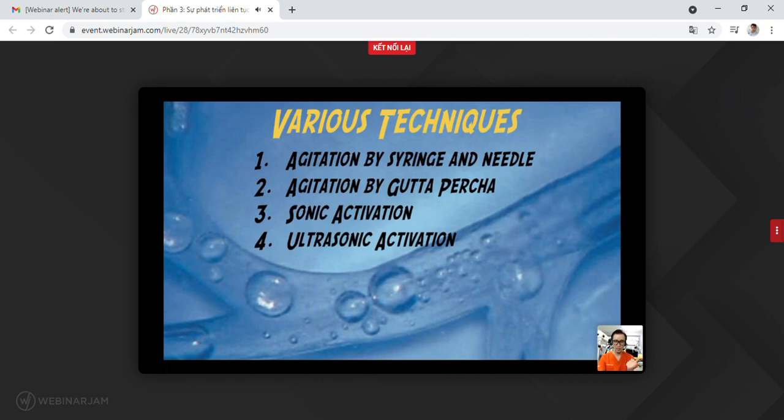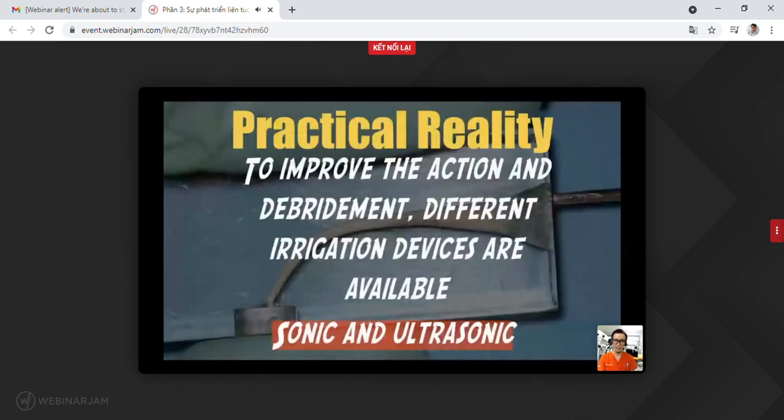There are various techniques. We have agitation by syringe and needles. We have agitation by gutta percha. We have sonic activation and ultrasonic activation. But in practical reality, to improve the action and the debridement, different irrigation devices are available. What I'm going to introduce to you is sonic and ultrasonic.